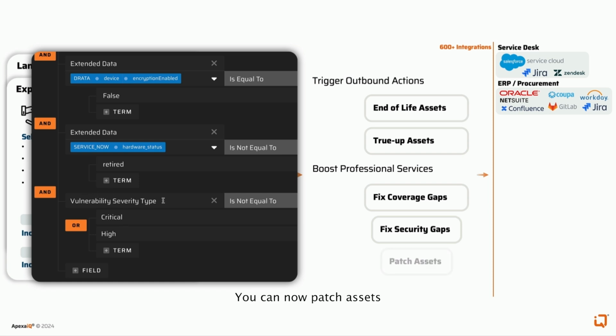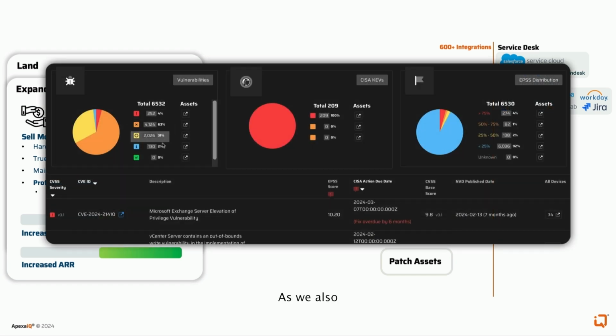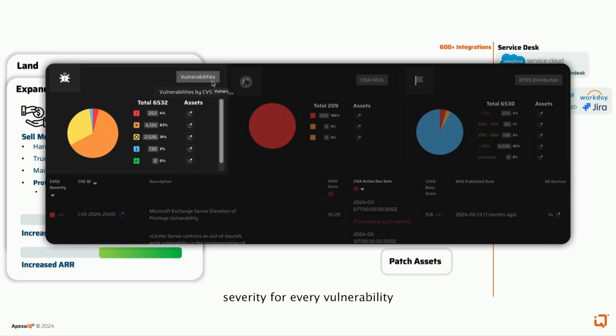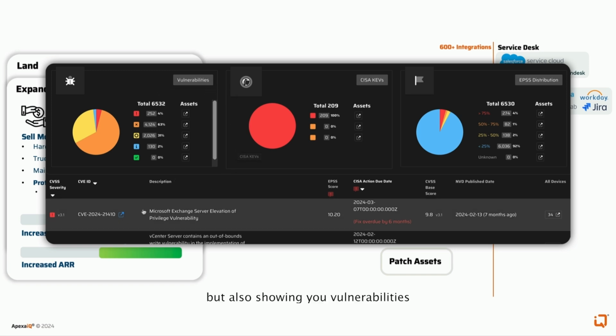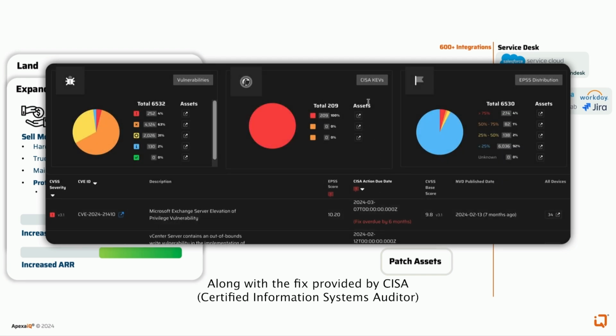You can now patch assets by triggering outbound actions through ApexaiQ and know exactly what to patch, as we also prioritize vulnerabilities and vulnerable assets for you. Not just based on CVSS severity for every vulnerability on the network, but also showing you vulnerabilities that have previously been exploited, along with the fix provided by CISA.